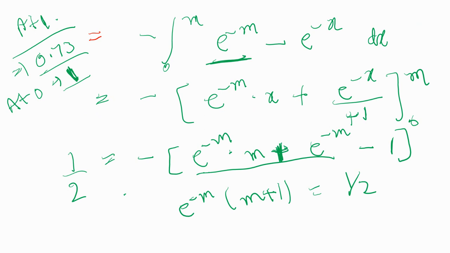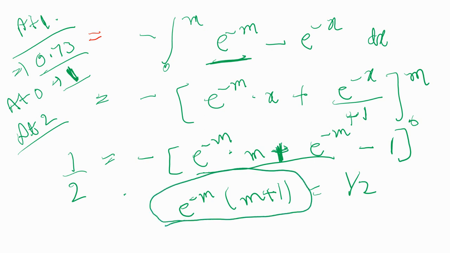Now you check for 2. We are just finding the values of this function at 0, at 1, at 2, so that we can find in which range this m is lying. So for 2, it will be 3 by e square, so it will be 0.4.